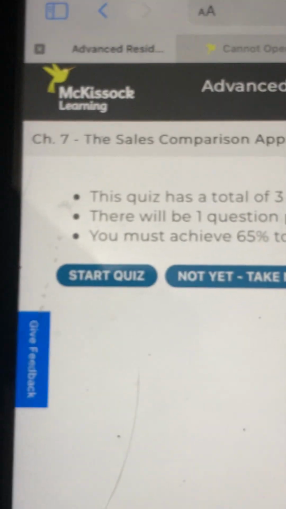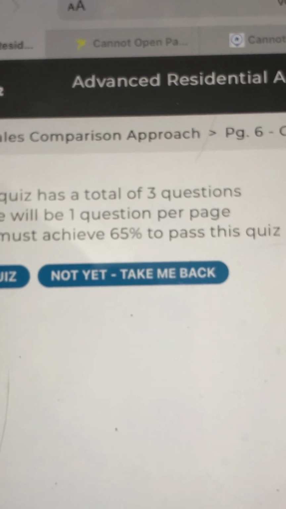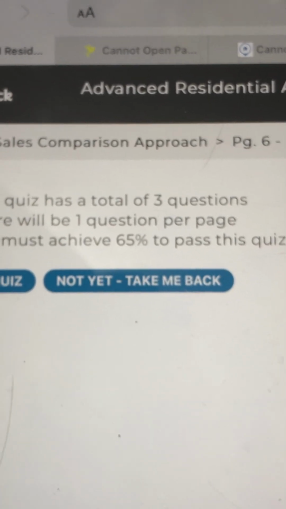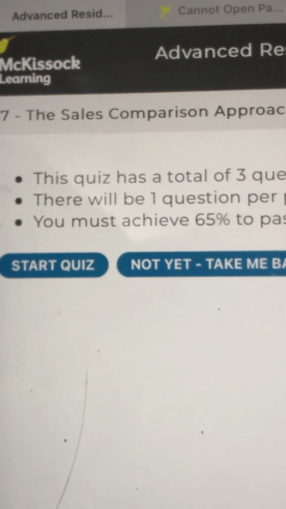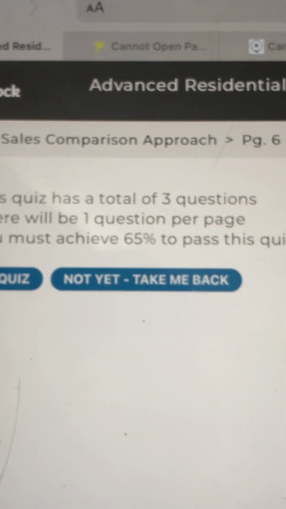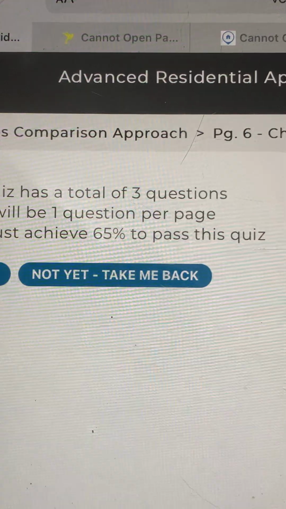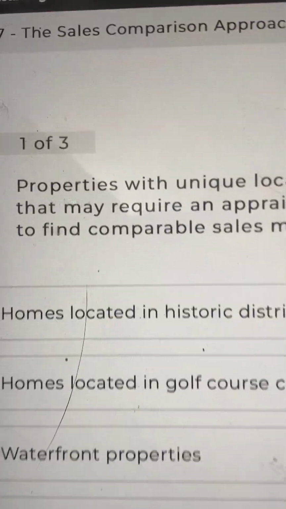Page 6. Check your understanding. This quiz has a total of 3 questions. There will be 1 question per page. You must achieve 65% to pass this quiz. Start quiz. Number 1.